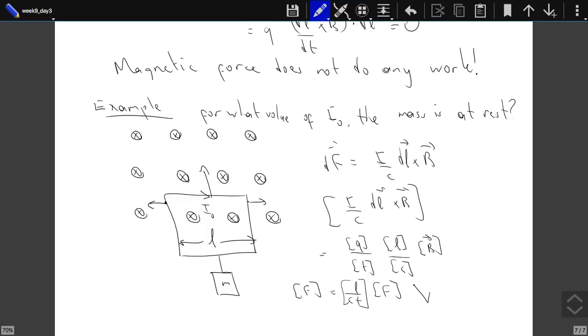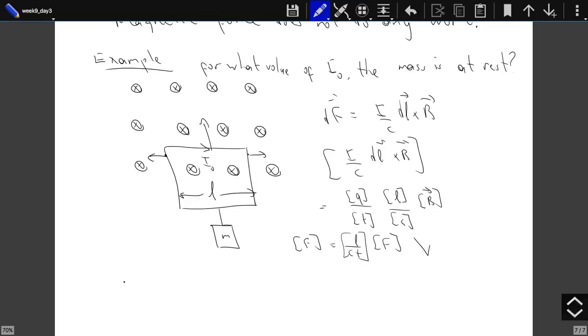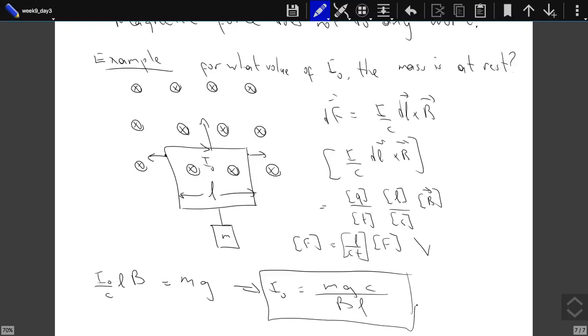Okay, so the total magnetic force acting on my wire will be just I over C times the length L times whatever the magnetic field is. Or let's say I0. This should be equal to mg. So if I0 is equal to mgc over B times L, then the mass will be at rest. The upward force of the magnetic field will balance the downward gravitational pull on my mass, ignoring the mass of the wire. So it will just suspend in midair.